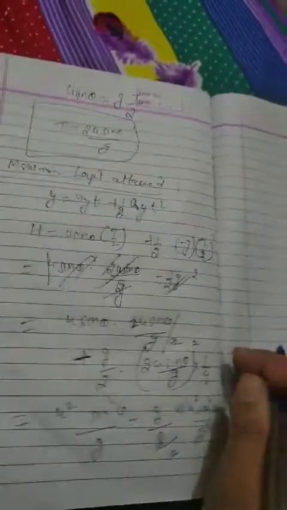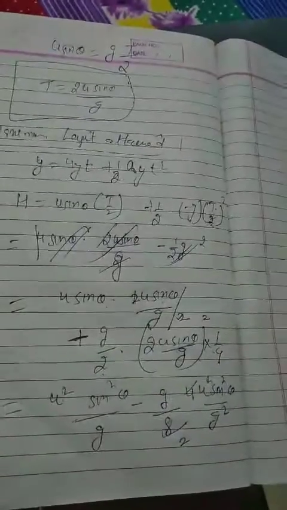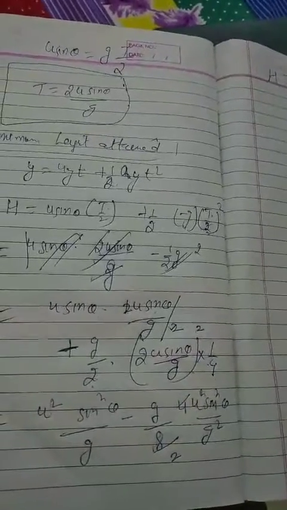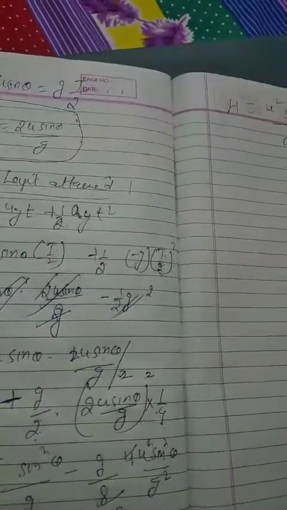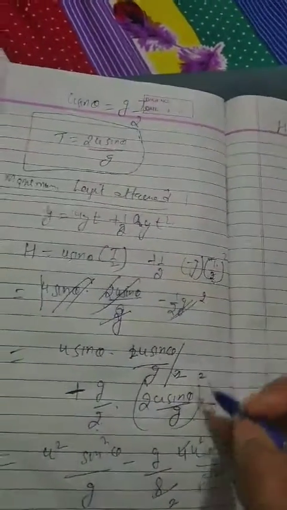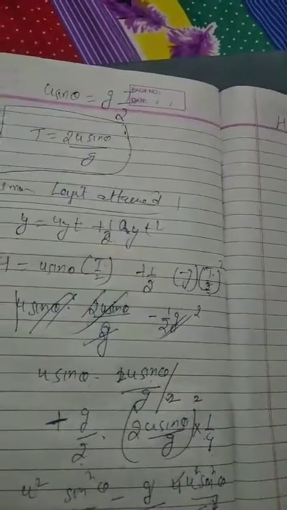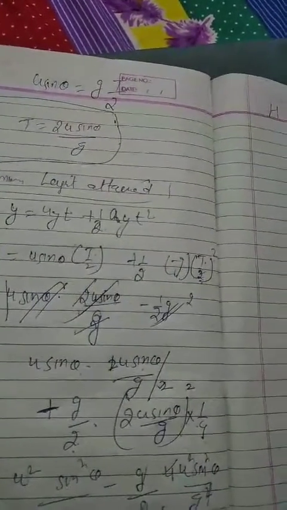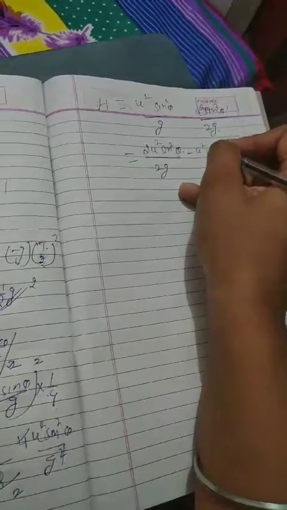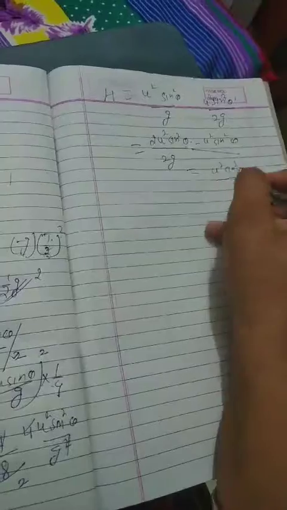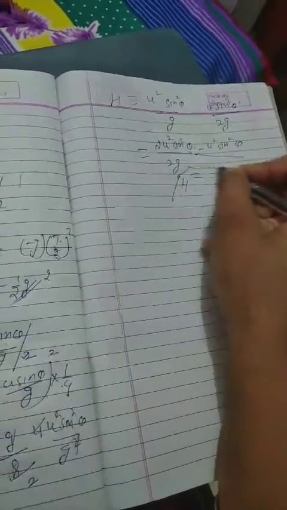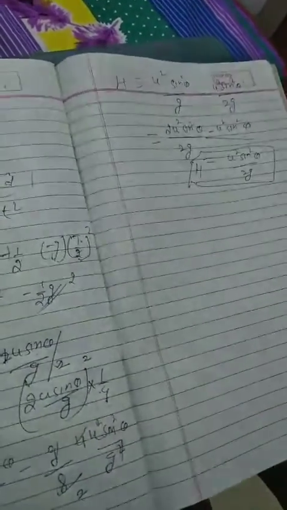And this will cancel out, and this equation will become h is equal to u square sin square theta upon g, minus u square sin square theta upon 2g, since g and g are cancelled. Then we will take LCM 2g, it will be 2u square sin square theta minus u square sin square theta, which is u square sin square theta upon 2g. This is h, the maximum height attained.